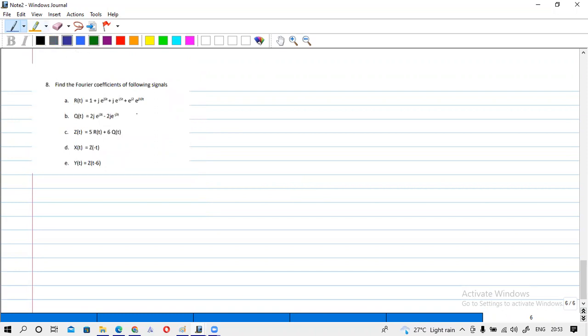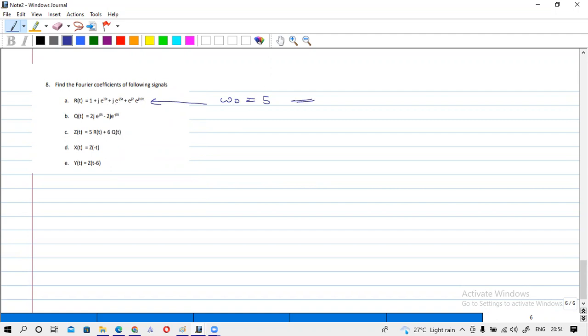Here you know that for this signal, omega naught is equal to 5, because we have to take the lowest angular frequency as omega naught. So 5 is the lowest angular frequency for this signal, and we can take omega naught as 5.